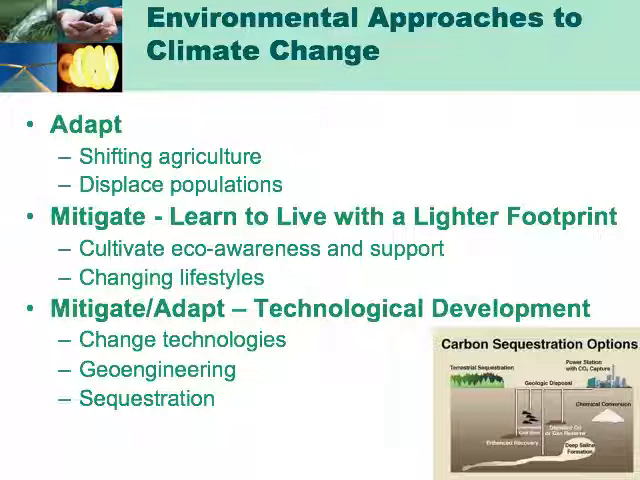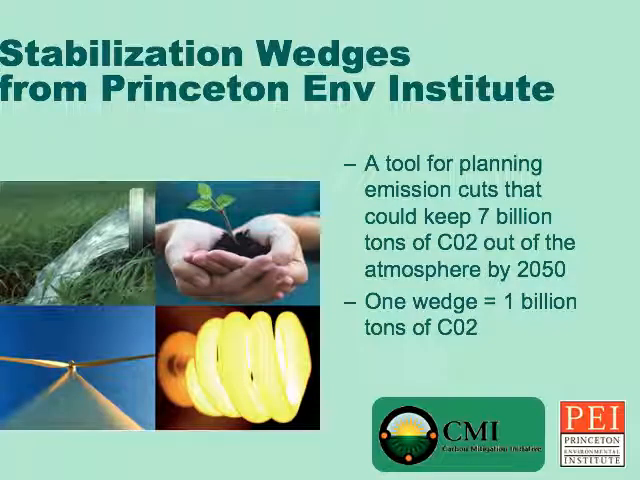Sequestration can also be a possible answer. This is the artificial capture of carbon dioxide into sinks, which are typically huge underground aquifers or tanks. There are many different institutes and organizations trying to come up with real solutions, but I want to highlight one of them from Princeton University. They came up with a system that is called the Carbon Mitigation Initiative. And this presentation is based on what is called stabilization wedges.